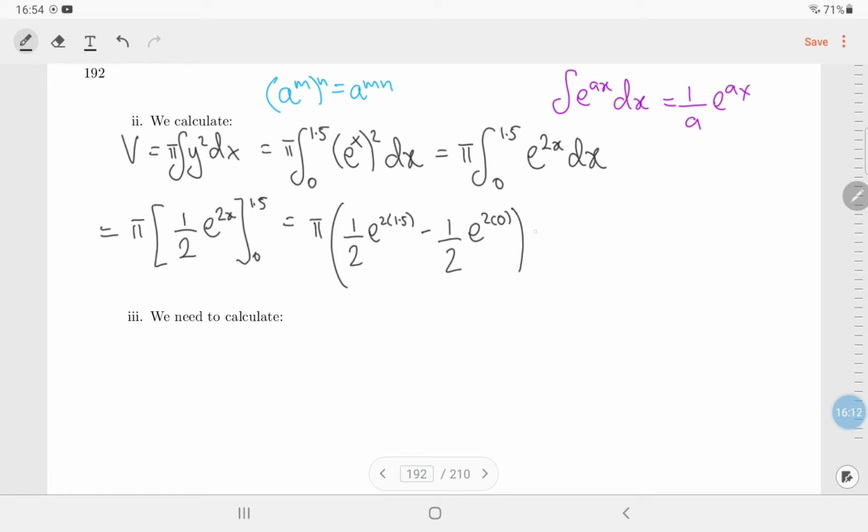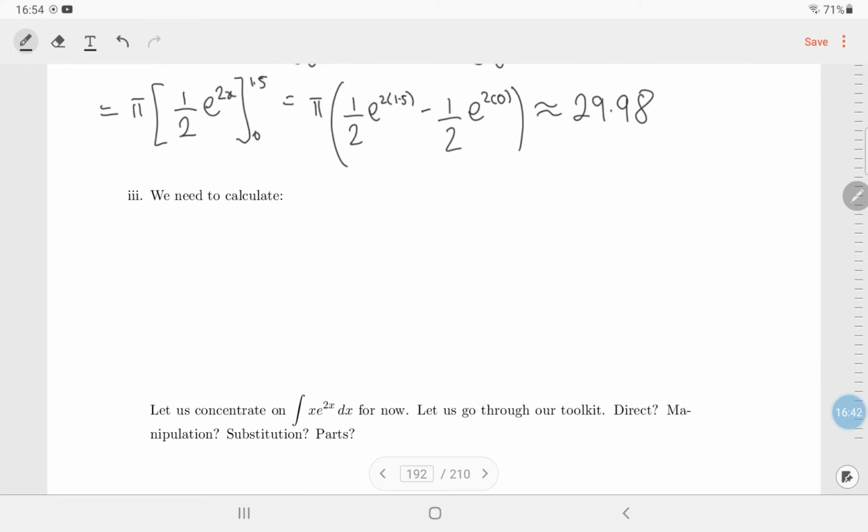So I think we'll put this probably just in terms of 4 significant figures. So pi times a half, it looks like e to the 3 minus 1. 29.97, which would round up to 29.98. Okay, so that's the volume of that shape.